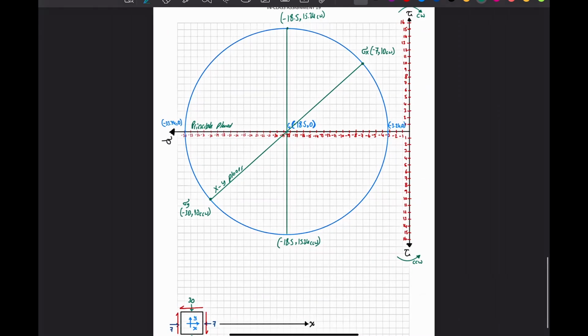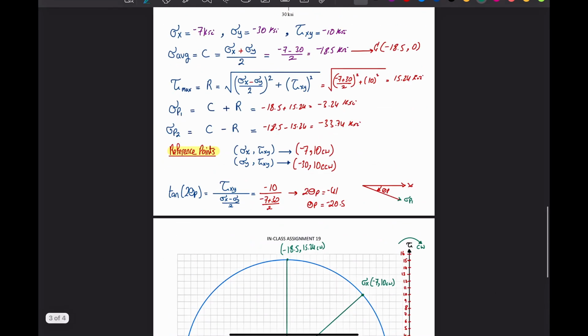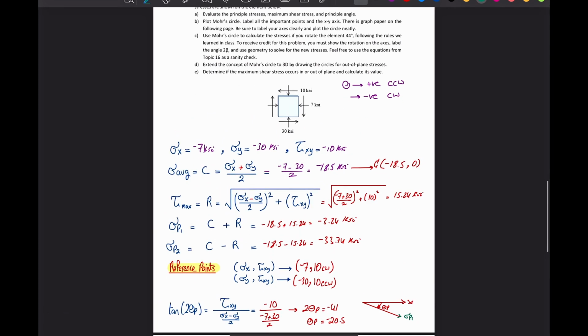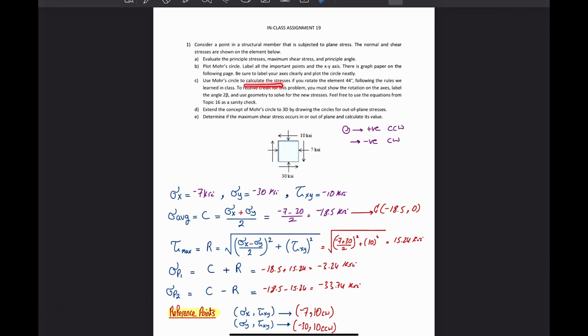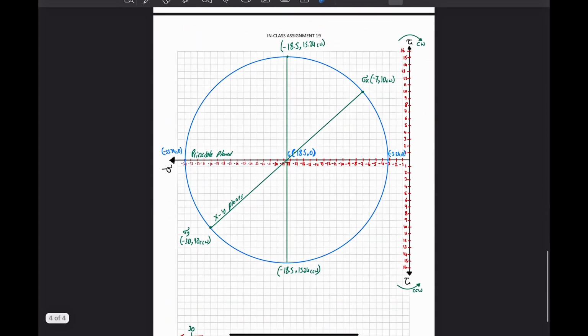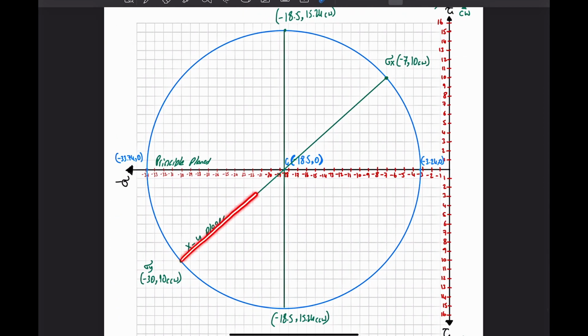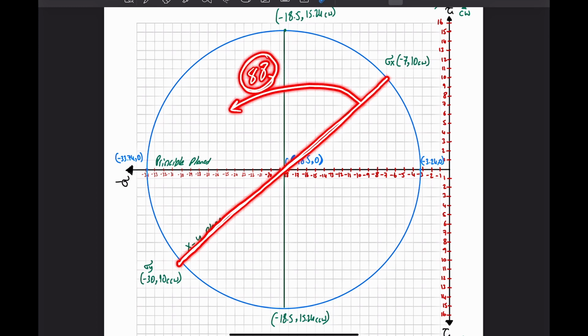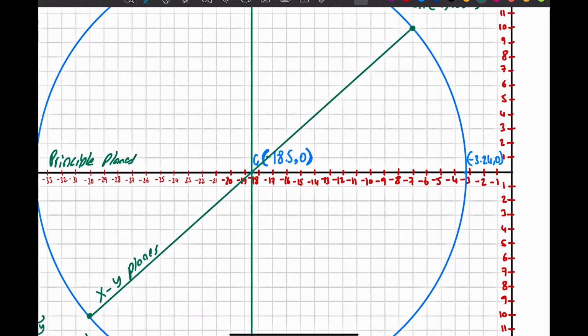Okay, now we are almost done. The question asks us to calculate the stresses if you rotate the element by 44. So I want to rotate this element, because xy now they form an element, by 88 on the Mohr circle, and 88, it was counterclockwise because it was positive, so I want to rotate by 88. Okay, to do so, let me find the principal angle. So the principal angle is somewhere here.